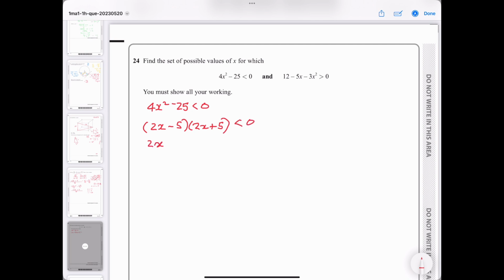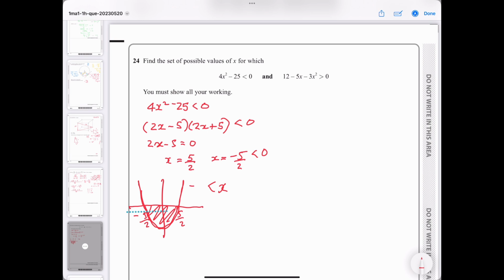And then 2x minus 5 equals 0, so x equals 5 over 2 and x equals minus 5 over 2. And that's all less than 0. So if we were going to put that on a little graph, 2.5 or 5 over 2 and minus 2.5 or minus 5 over 2 are there. And the bit of x that's okay is this bit here. So we would say that x has got to be greater than minus 5 over 2, and it's got to be less than 5 over 2. So that bit, doable. Next bit.